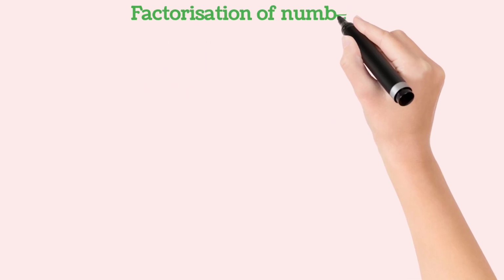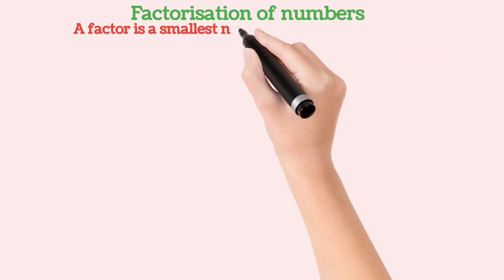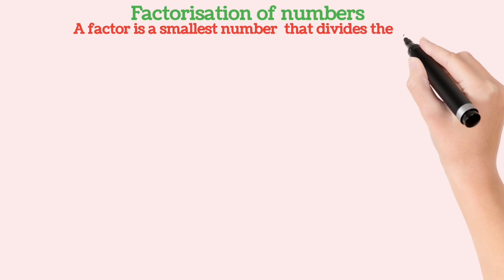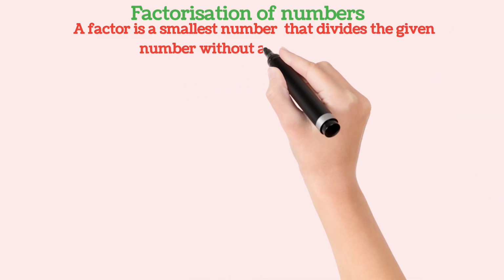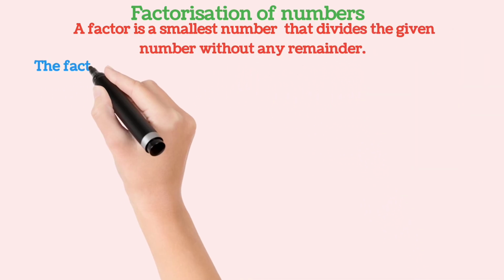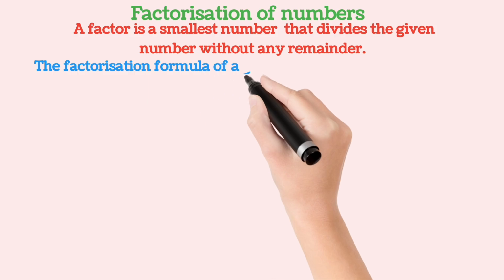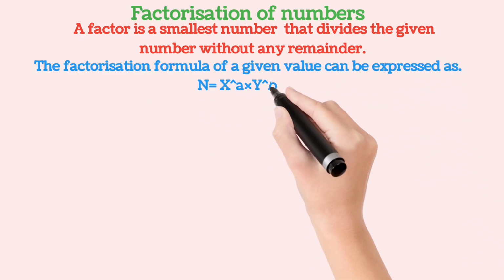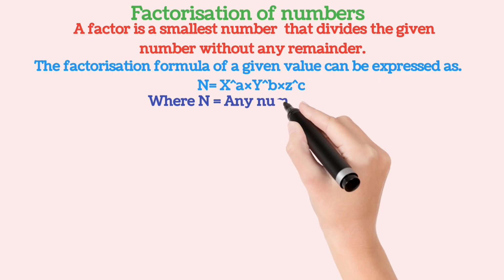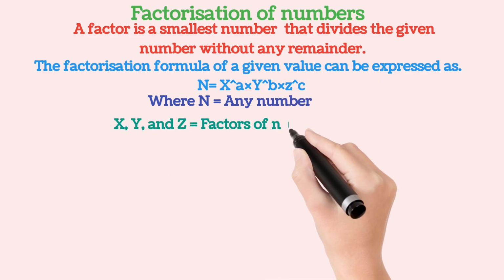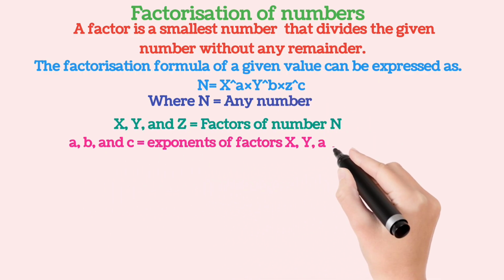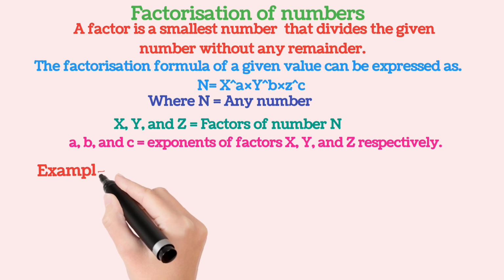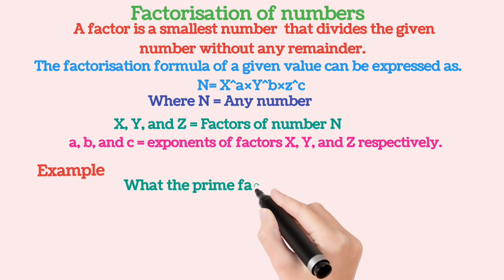Factorization of numbers, हम लोग इसे देखते हैं। A factor is a smallest number that divides the given number without any remainder. The factorization formula of a given value can be expressed as n equal to x to the power a into y to the power b into z to the power c, where n equal to any number, x, y, z are factors of the number and a, b, c are exponents of factors x, y, z respectively.